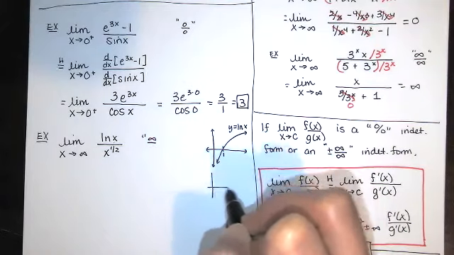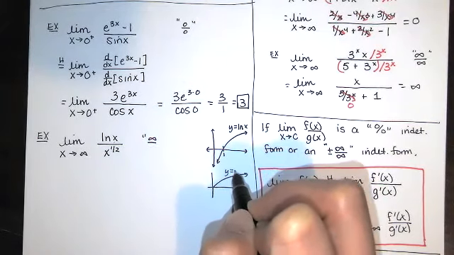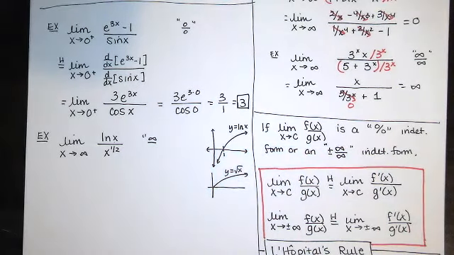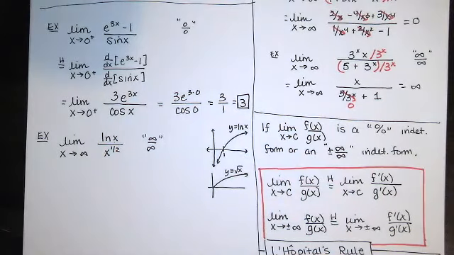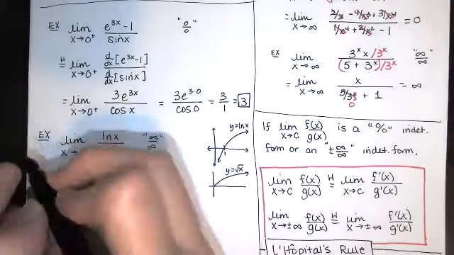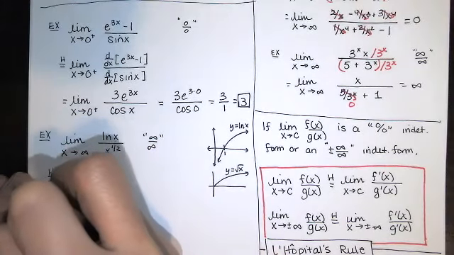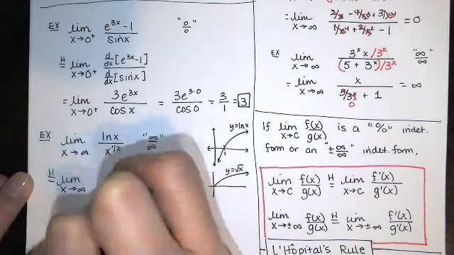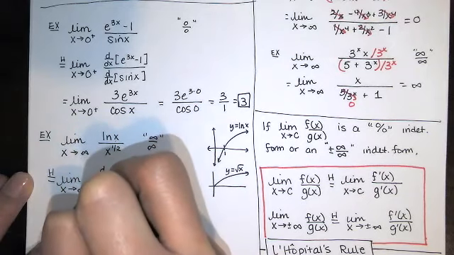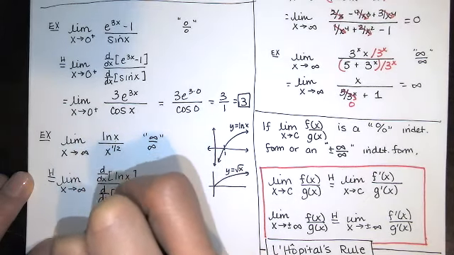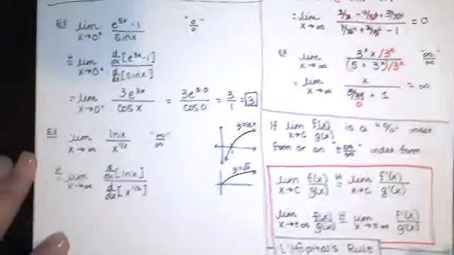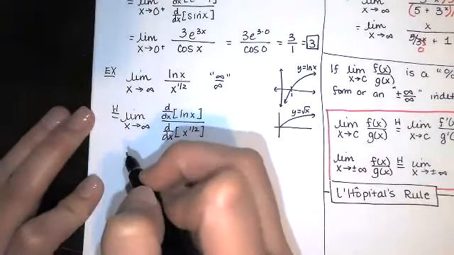And of course, the square root of x is also growing to infinity. So this is an infinity over infinity indeterminate form. So we can use L'Hôpital's Rule. So according to L'Hôpital's Rule, this limit is the same as this limit. Now, after a while, when you use L'Hôpital's Rule, you usually don't show this differentiation step. You just sort of do it. I'd be totally fine with you skipping this step if you want to.